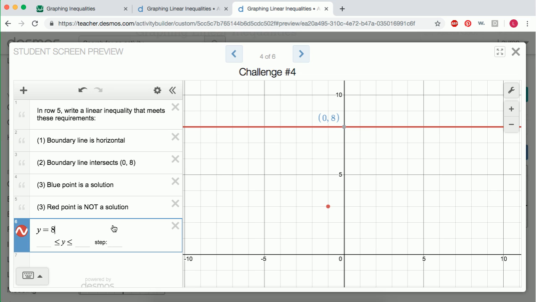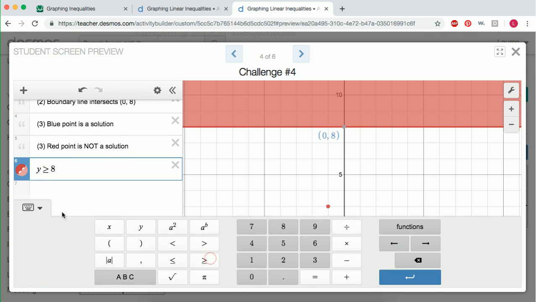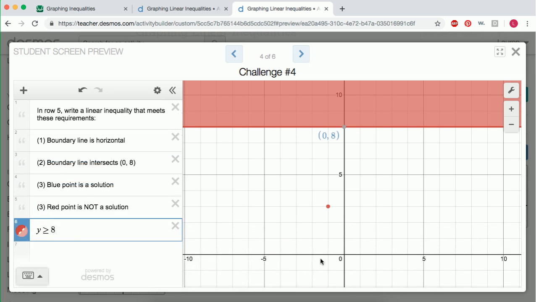We need the blue point to be a solution, so it'll be less than or equal to or greater than or equal to. And we do not want the red point to be a solution. The red point is below the horizontal line, so we need to have y greater than or equal to 8. And there we go.